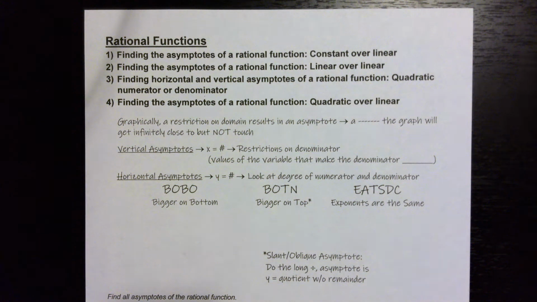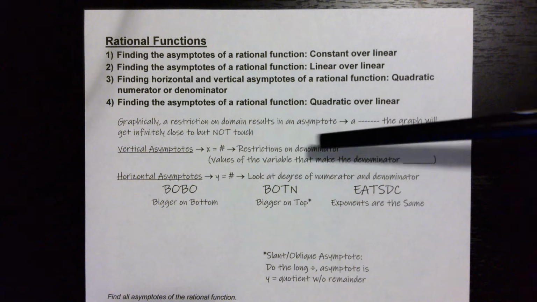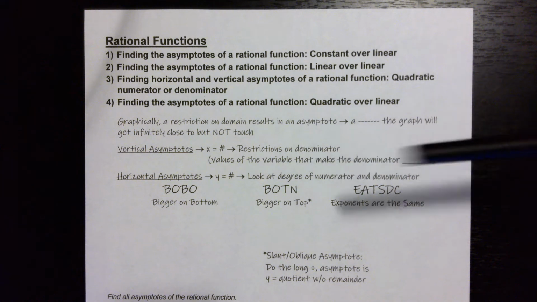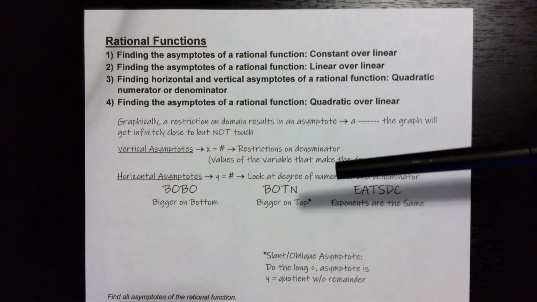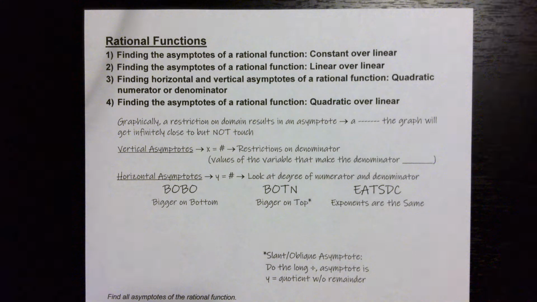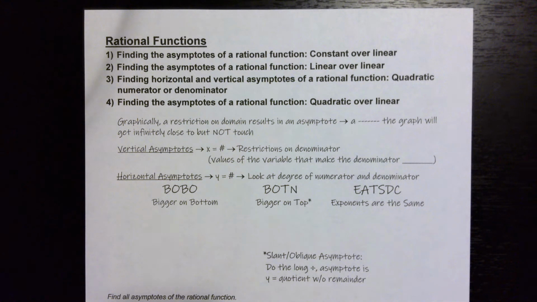In this video, we're going to be talking about rational functions, and specifically, we're going to be talking about asymptotes of rational functions. There's three kinds of asymptotes we're going to talk about. Vertical asymptotes, which means it's restrictions on the denominator. We know that you can't divide by zero in math, so we find out what numbers make the denominator turn into zero.